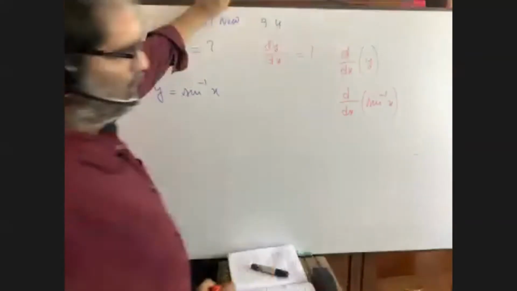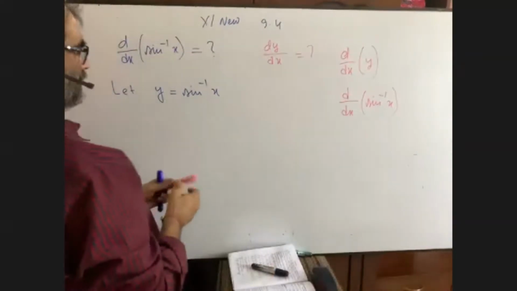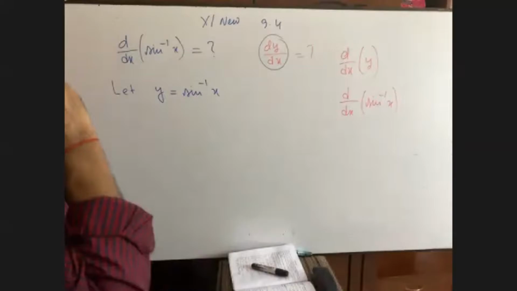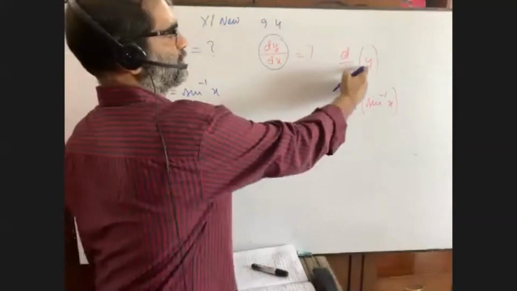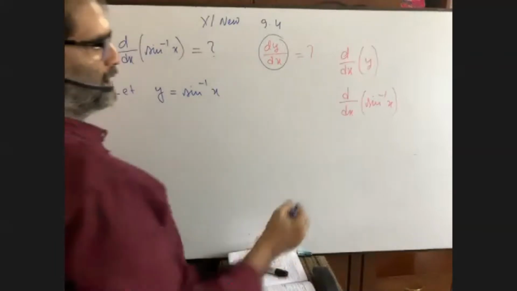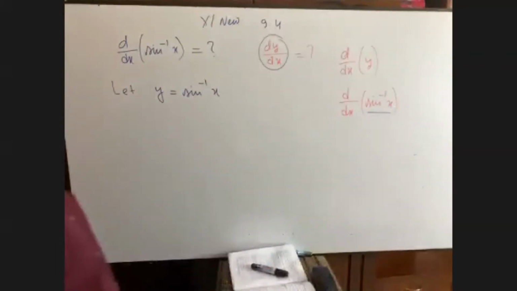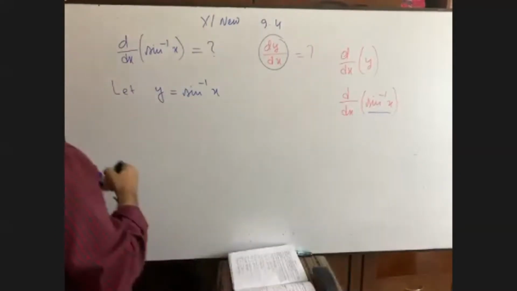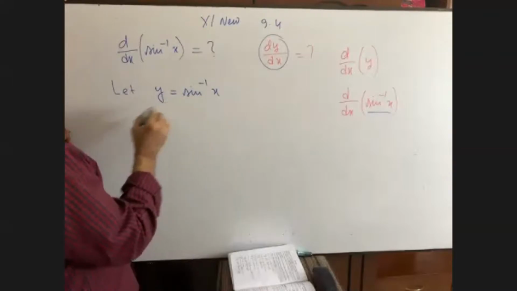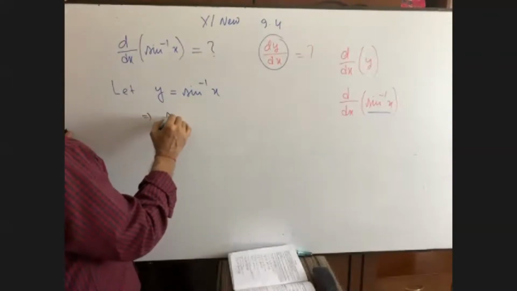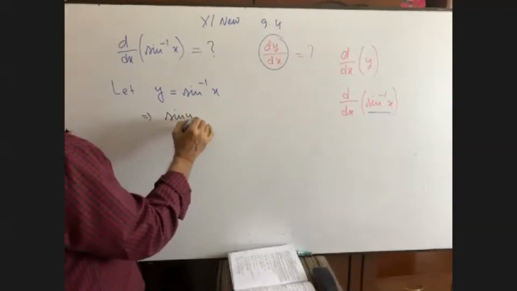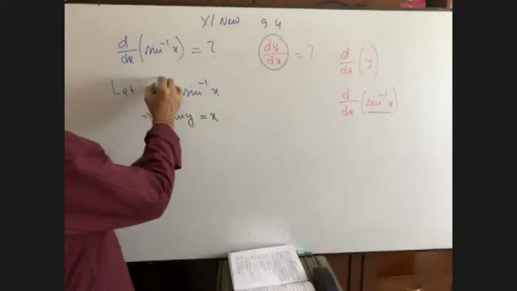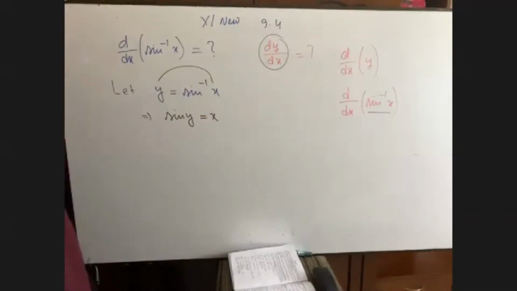Please try to understand. We are going to find dy by dx. Dy by dx means d dx of y, where y is equal to sine inverse x. For this, we have let y equals sine inverse x. After that, what should be written? Sine y is equal to x. What I told you one day, this will be interchanged. Can you remember, please?